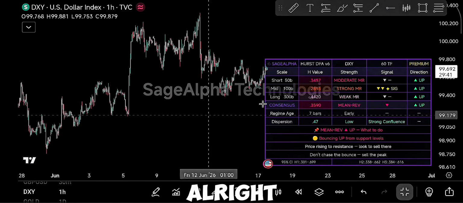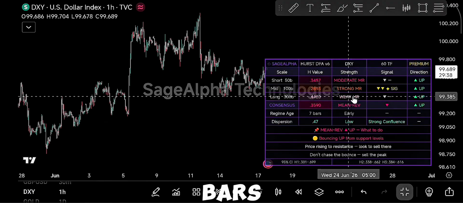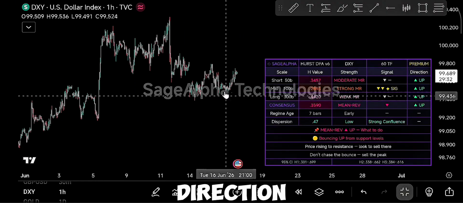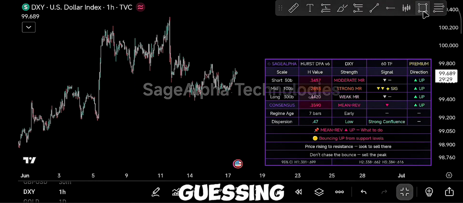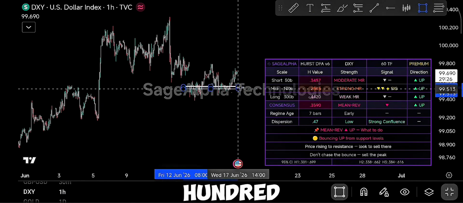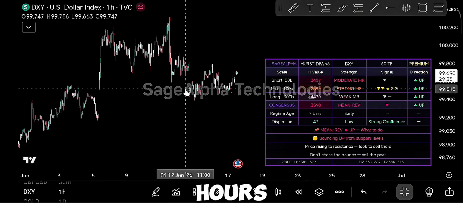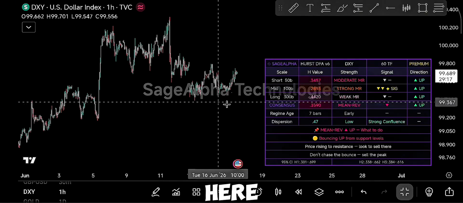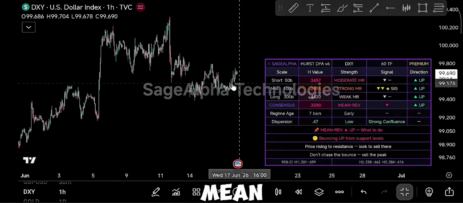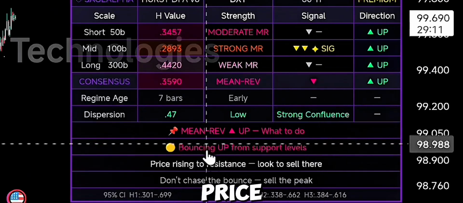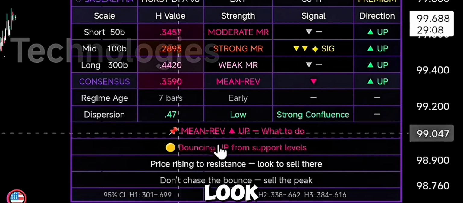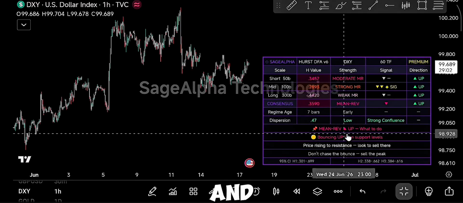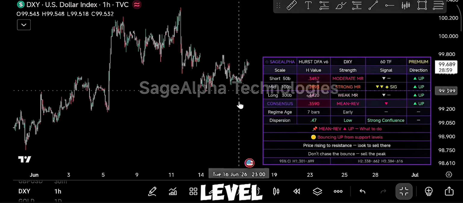All right, so we have strong mean reversion on the last 100 bars, which is statistically significant, and the direction of this mean reversion is in the upward direction. I'm guessing, not confirming though, this should be the last 100 bars within the range of that 100 hours, 11 to 17, yes, 100 hours here. So the state of the market is a strong mean reversion to the upside, and we have a strong confluence here. Price bouncing up from support levels, price rising to resistance, look to sell there. Our support level was the 618 retracement.